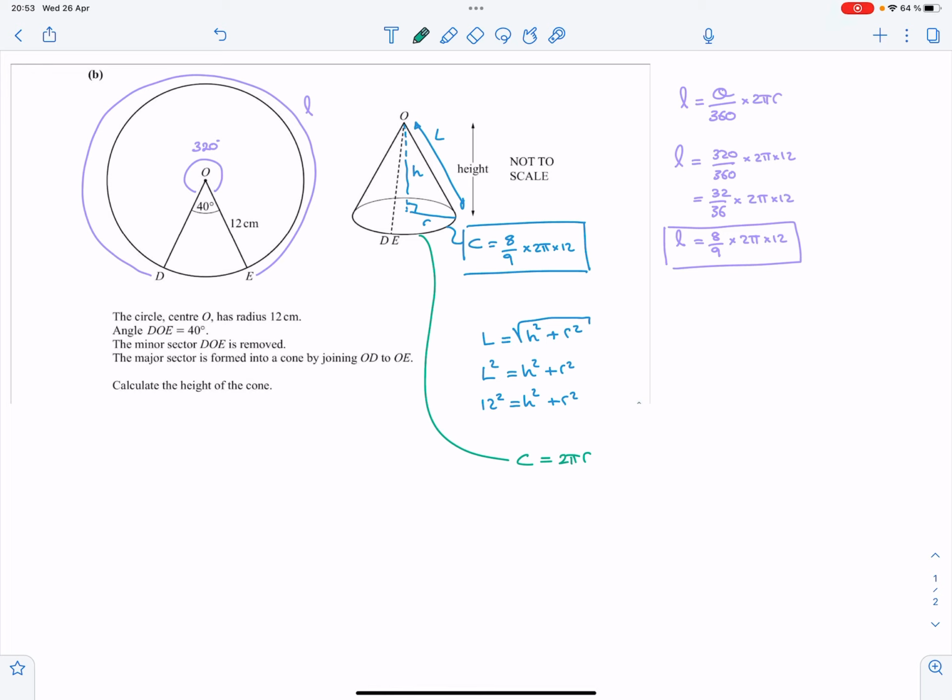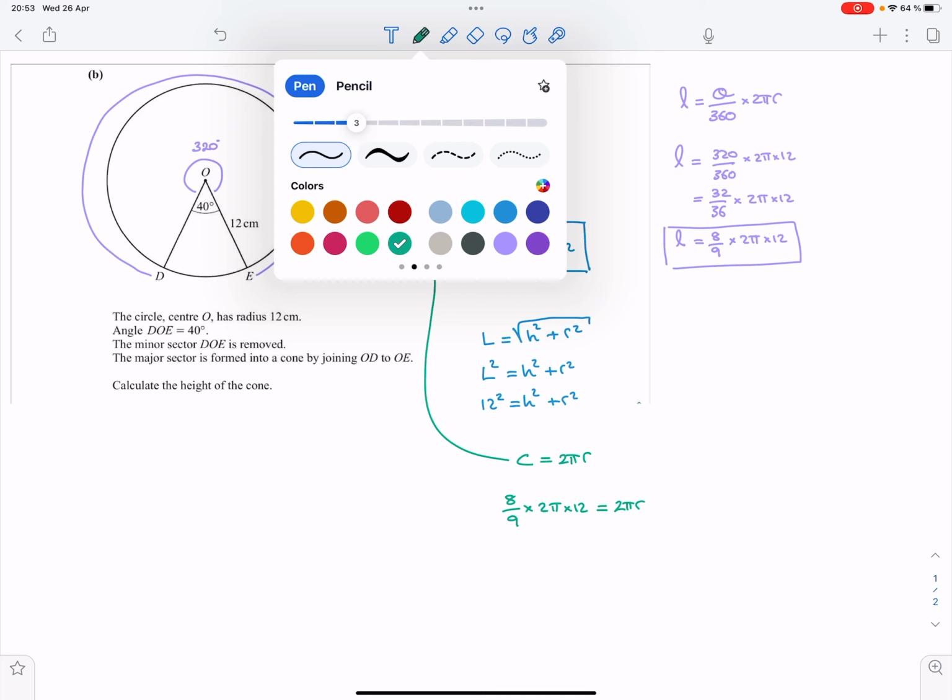And so, consequently, because the circumference is equal to the expression we have right here that I'm hovering over, I can now state that 8/9 times 2 pi times 12 must equal 2 pi r. To be clear, I've replaced the c here by the expression we have written in blue here. And looking at this, this is an equation which, when solved, will give us the radius of the disk at the base of this cone. Okay? Now, let's solve it.